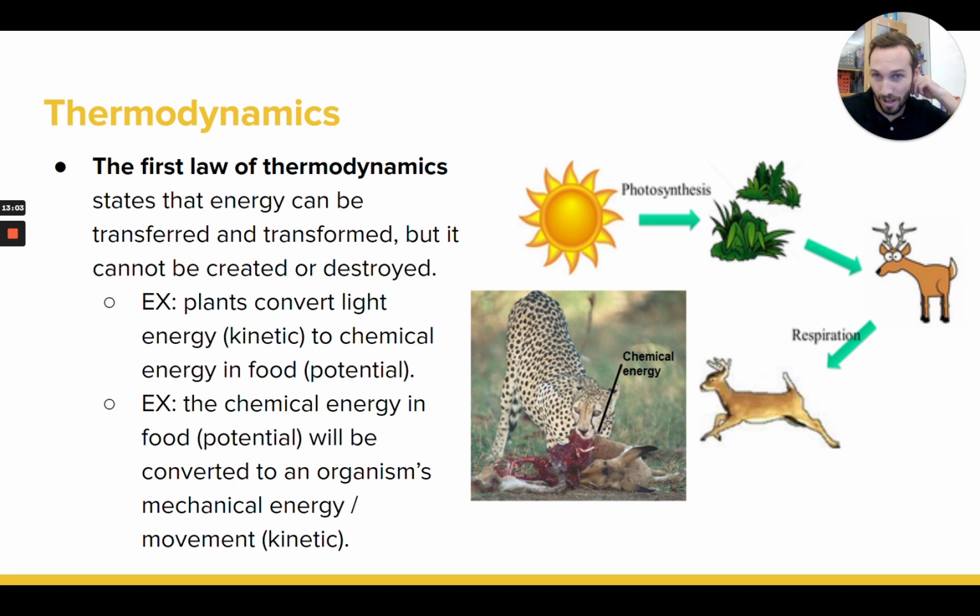But the first law of thermodynamics states that energy cannot be created or destroyed. And so all of the energy that exists will always exist, and it can't just disappear from the universe, and it doesn't just come from nowhere. And so instead, energy can be transferred from one place to another place, or it can be transformed from one type of energy to a different type of energy, but it doesn't just disappear or go away or come from nowhere. It's not created or destroyed.